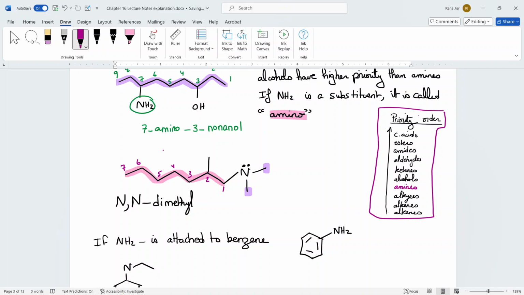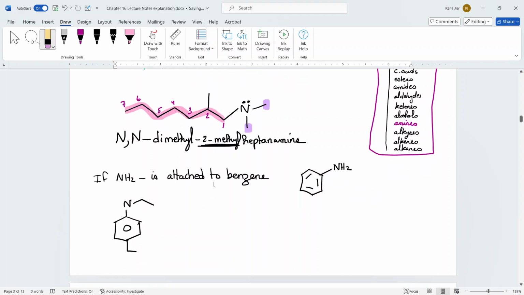Pay attention, I have to name all the substituents in there. So I know that on carbon number 2, I have a methyl. Substituents come first, okay? And then I do have the rest of the chain in there, which is 7 carbons. It's a heptane. Drop the E and add an amine. So that's going to be a heptanamine. Okay? No need to say 1 in there. So don't say 1, drop the 1. Because if you don't say 1, this means that the nitrogen is immediately on carbon number 1 of the chain.